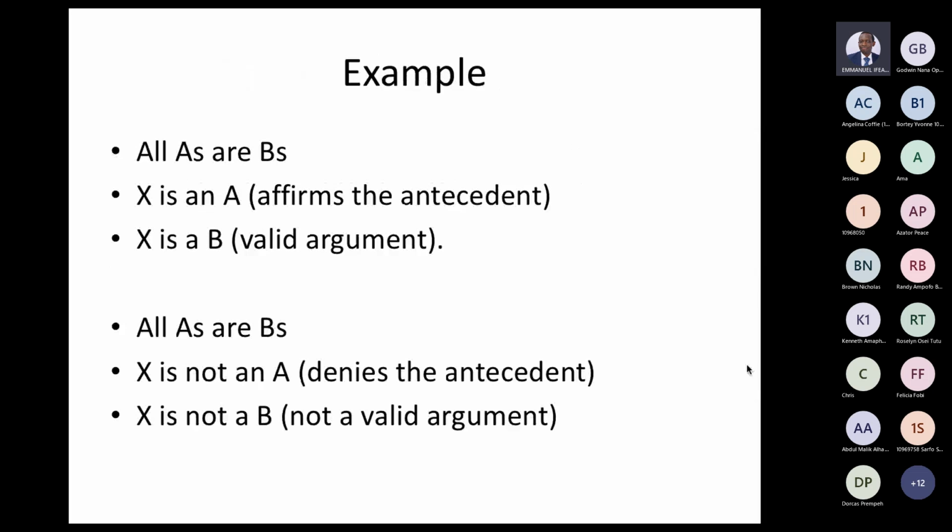Now let's look at an example. All A's are B's. X is an A, which affirms the antecedent. Therefore, X is a B. Now, according to the rule for deductive reasoning, this argument is valid because it affirms the antecedent. Now, the second one, all A's are B's. X is not an A, which denies the antecedent. Therefore, X is not a B. Now, the rule for deductive reasoning says that this denying the antecedent will lead you to an invalid conclusion.